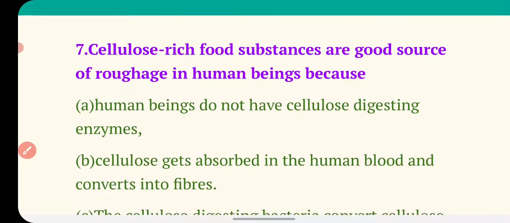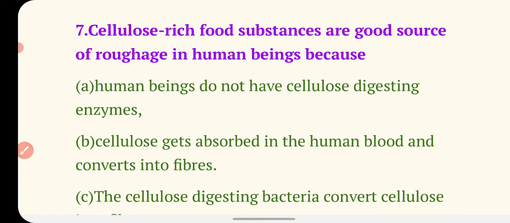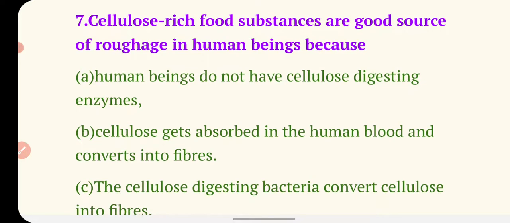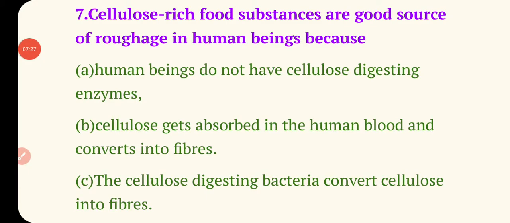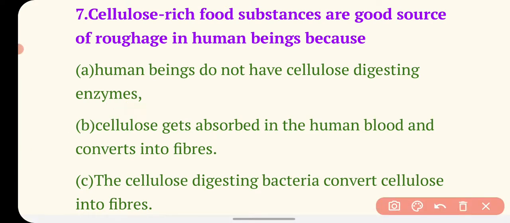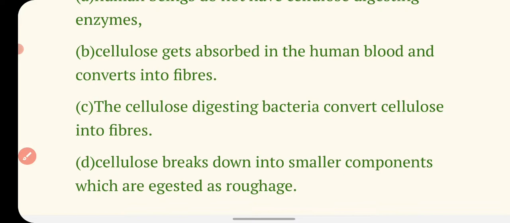Now the next question is, cellulose-rich food substances are a good source of roughage in human beings because... The options are: human beings do not have cellulose digesting enzymes; cellulose gets absorbed in the human blood and converted into fiber; the cellulose digesting bacteria convert cellulose into fibers; cellulose breaks down into smaller components which are digested at a rough phase.